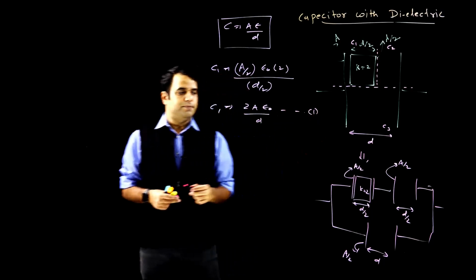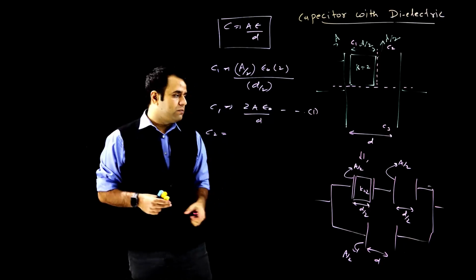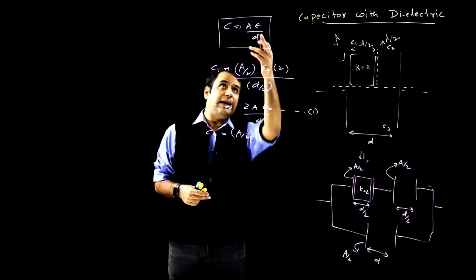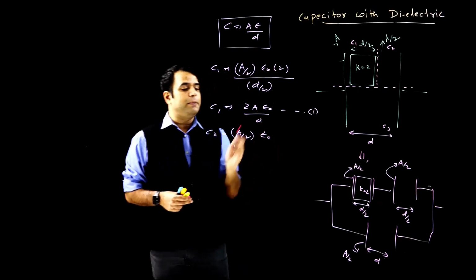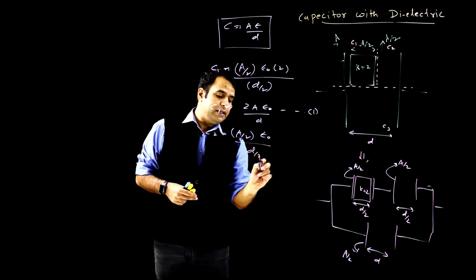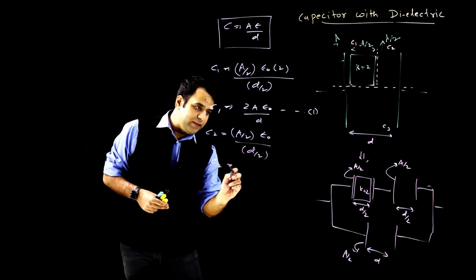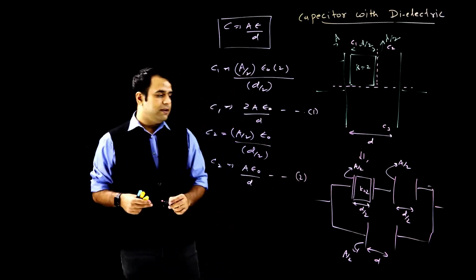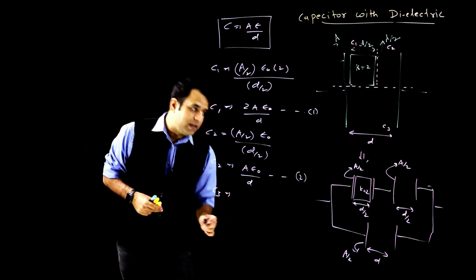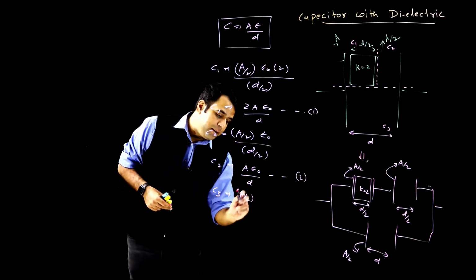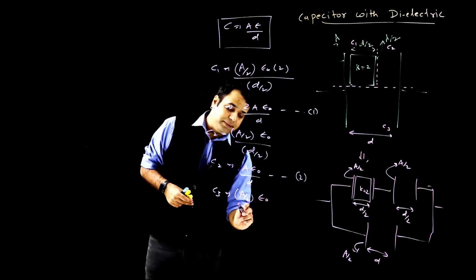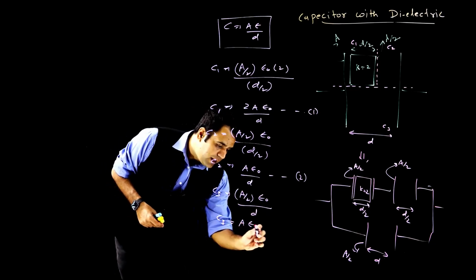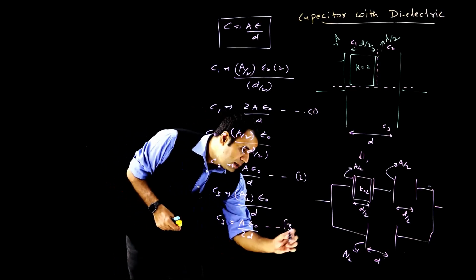This is equation 1. Now C2. The cross-section area is a by 2. Inside is air, so in place of epsilon, we'll write epsilon naught, which is the permittivity of air, divided by d by 2. So that value becomes A epsilon naught upon d. This is equation 2. And let's go for C3. C3 will have cross-section area, again a by 2. Inside it is air, so epsilon naught divided by d. So C3 will become A epsilon naught upon 2d.